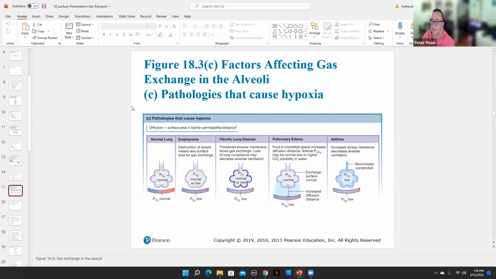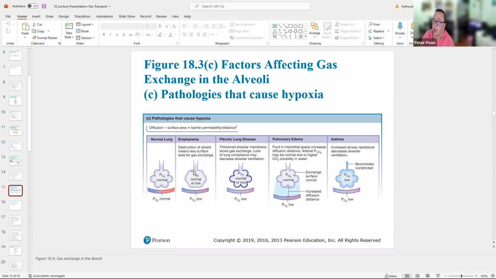So this is normal. This is emphysema. In emphysema, you have less surface area, so less diffusion. While your oxygen levels inside the alveoli are normal, there's not enough surface area to transfer the oxygen into your blood vessels. Fibrotic lung disease affects gas exchange in two different ways.